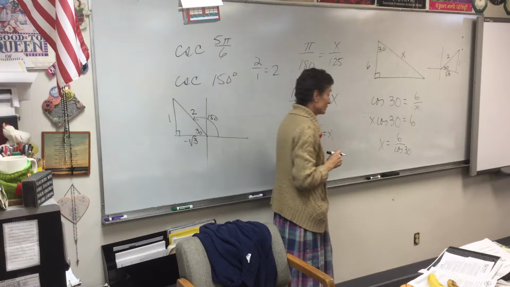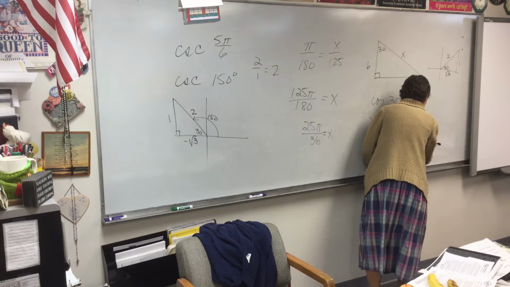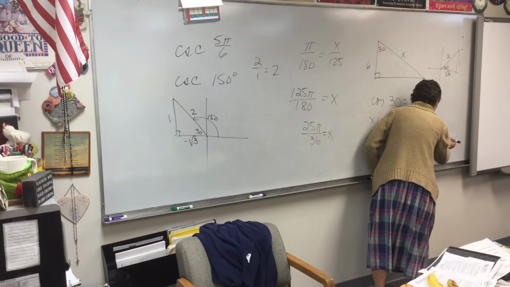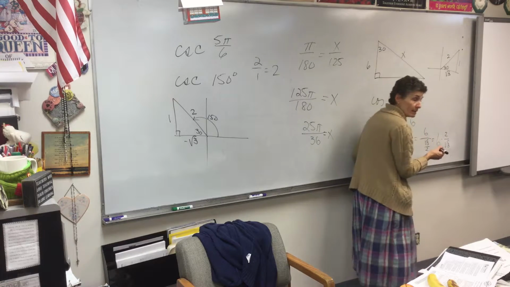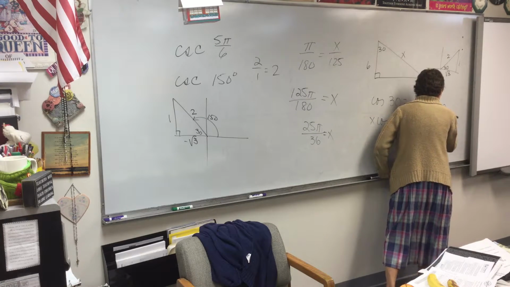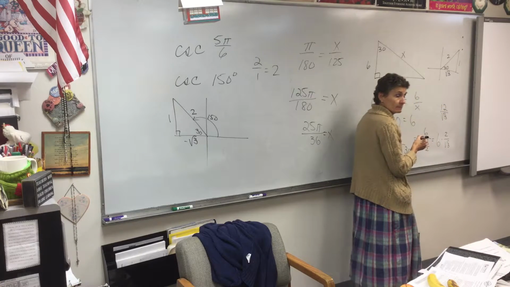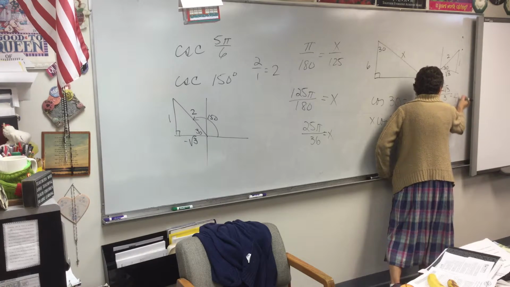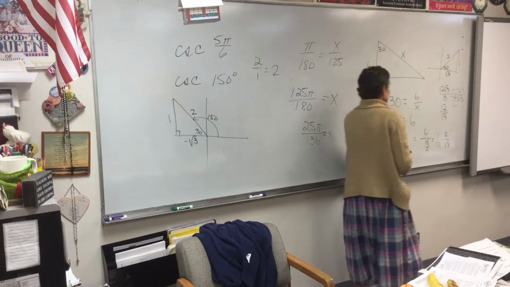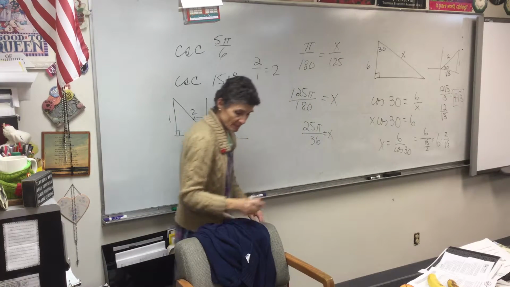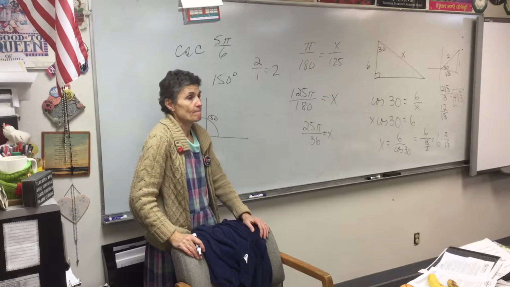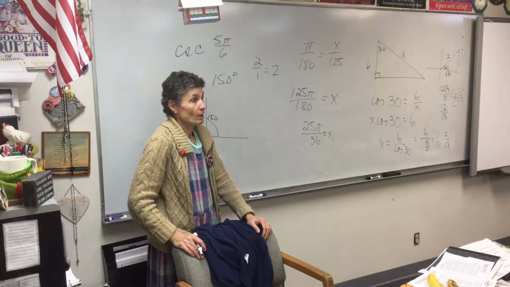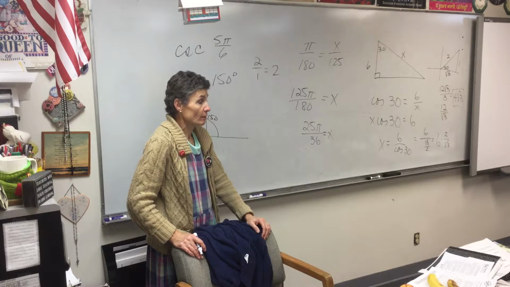Root 3 over 2. So 6 divided by root 3 over 2, which is 6 times 2 over root 3, which is 12 over root 3, or 12 root 3 over 3, which is 4 root 3. So the answer to the problem after all that arithmetic is 4 root 3. Will there be a problem like that on the quiz? Yes, indeed there will.